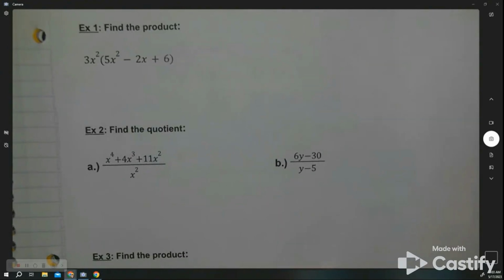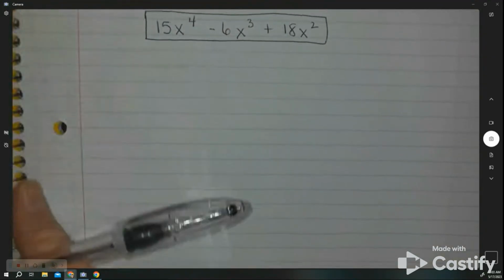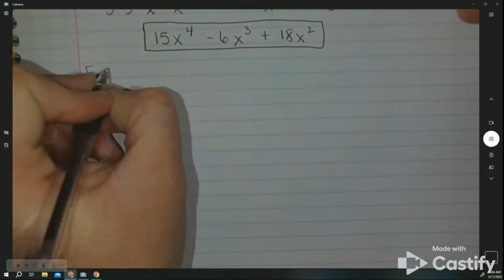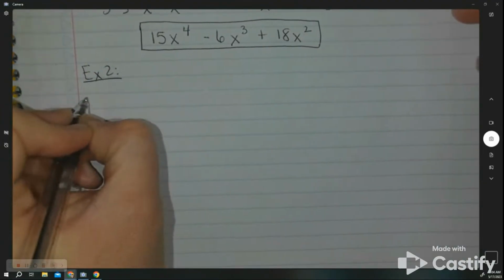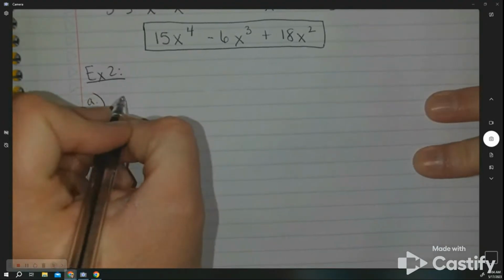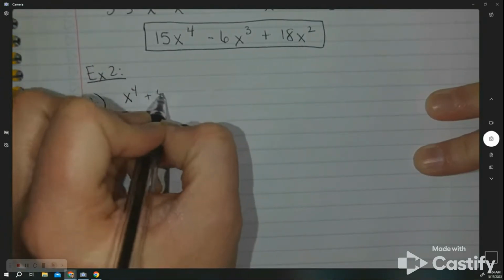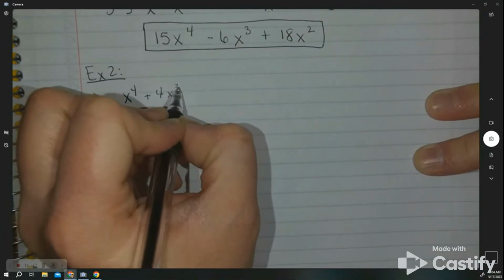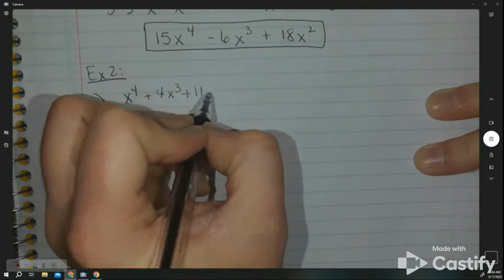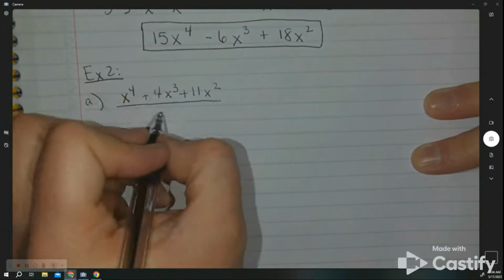Now, example 2, we have 2 different problems that we're going to go ahead and solve here. So we're going to do part A first. So example 2, part A. We have x to the 4th plus 4x to the 3rd plus 11x squared, all divided by x squared.